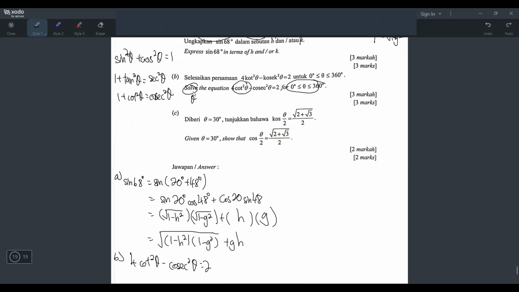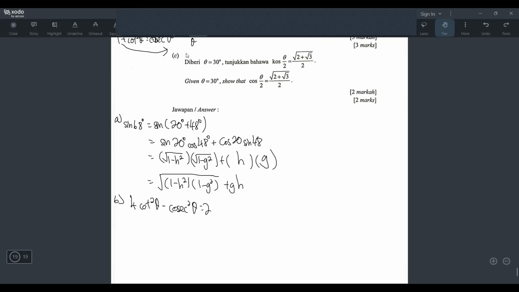To cosec square minus 1, right? Because 1 plus cot square is cosec square. So if you want cot square, the 1 I can move here, then it becomes cosec square minus 1. So now you write what? 4 bracket cosec square minus 1, right? And then minus cosec square equals to 2, okay?